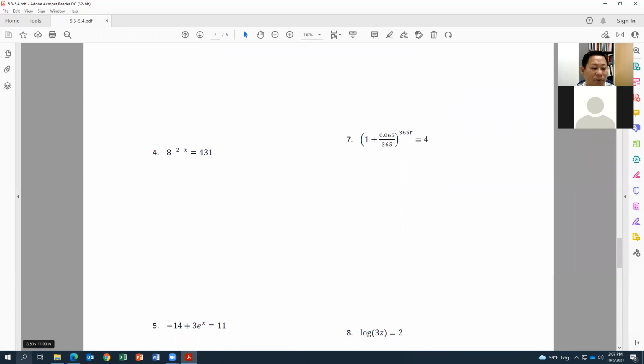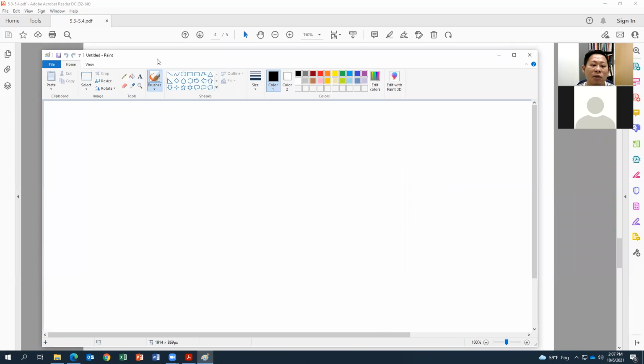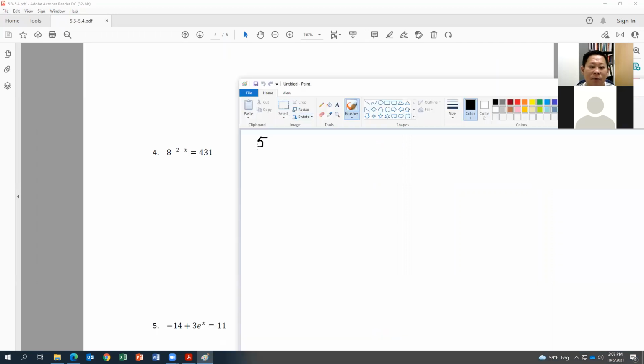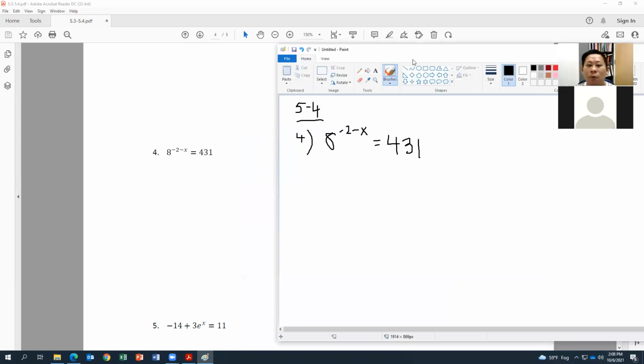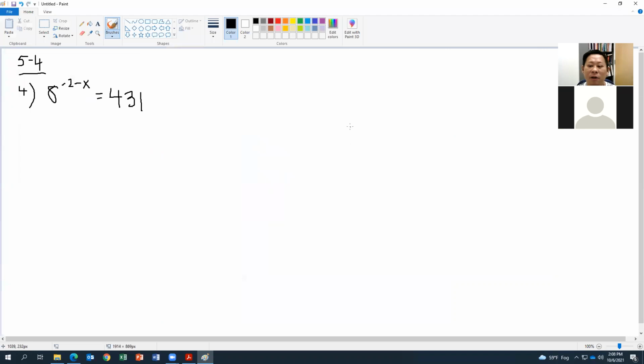So let's talk about question number 4 here. Does anyone know what to do here in question 4? This is 5.4, question 4: 8 to the power of -2 minus x equals 431. Anyone? How do you do question 4 here? Henry, Nukin, Kelvin, Avery.